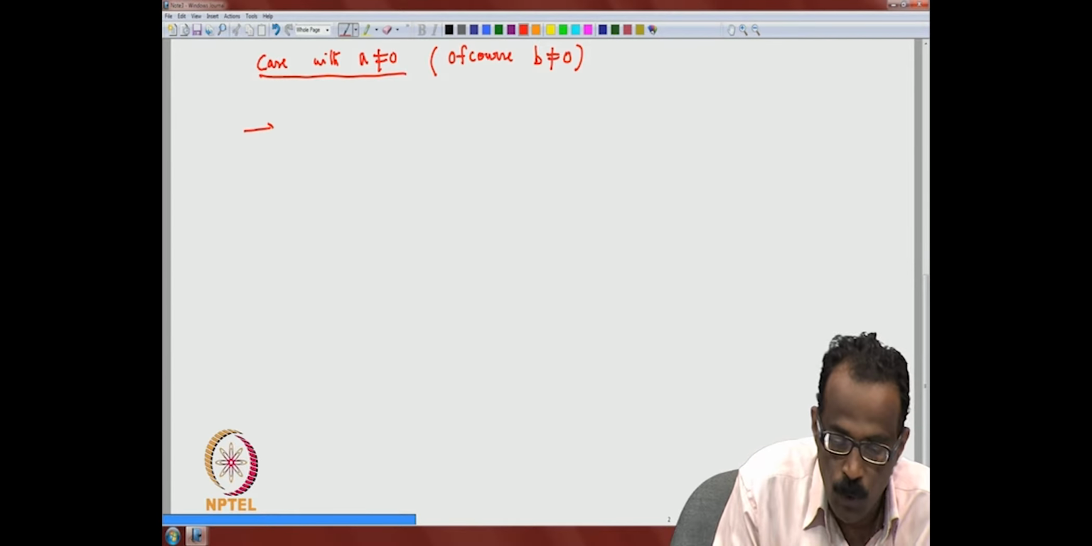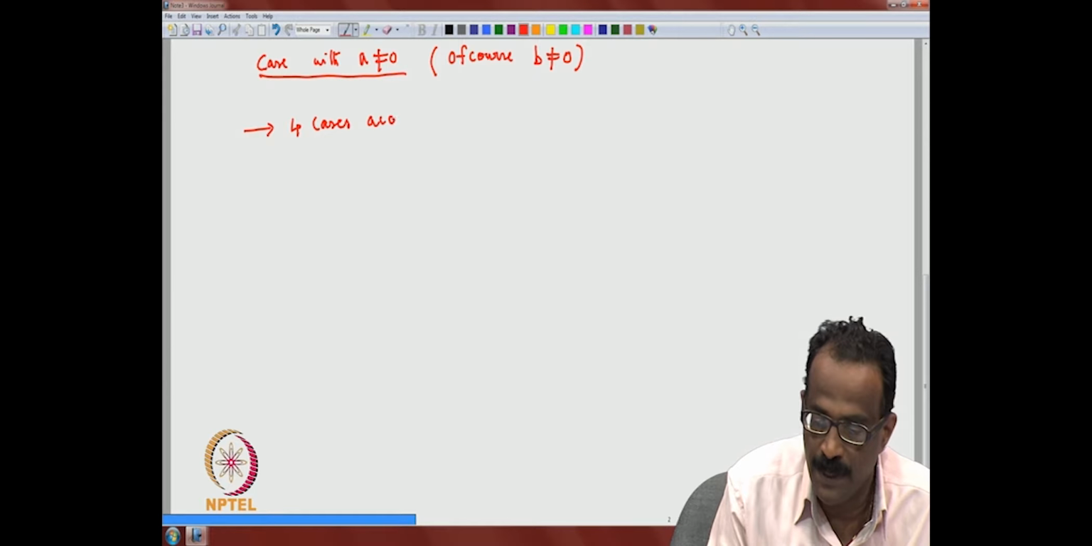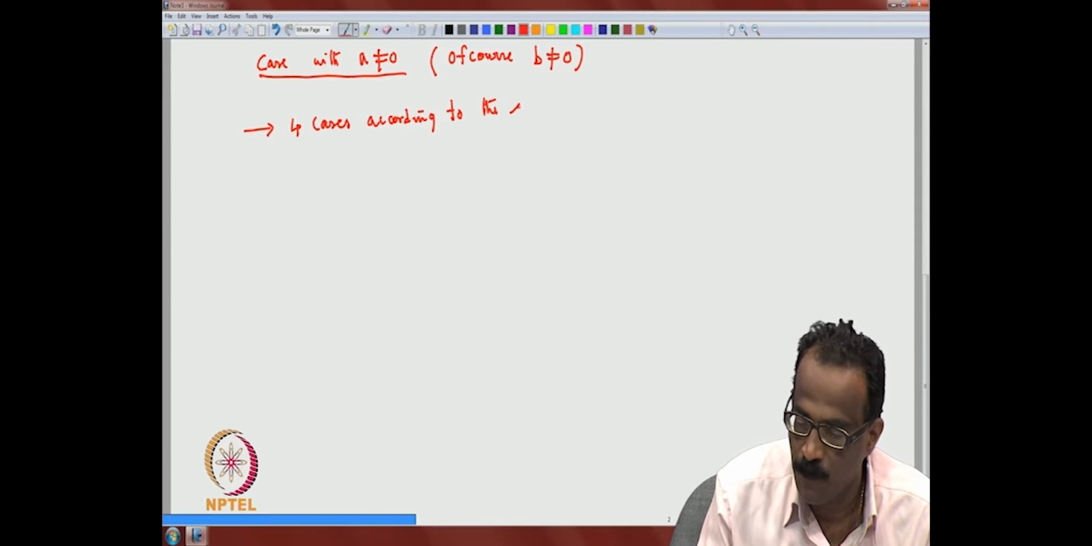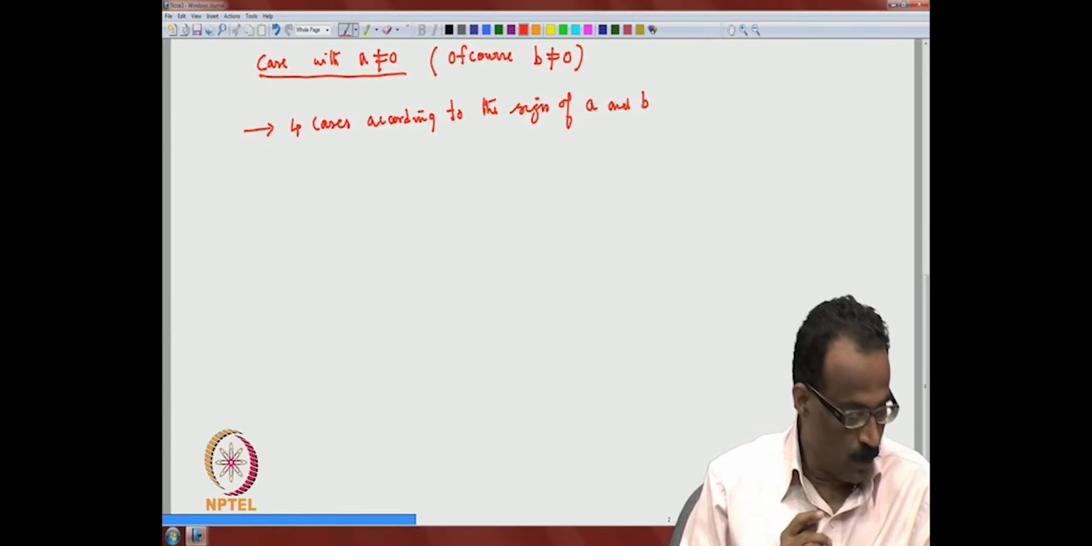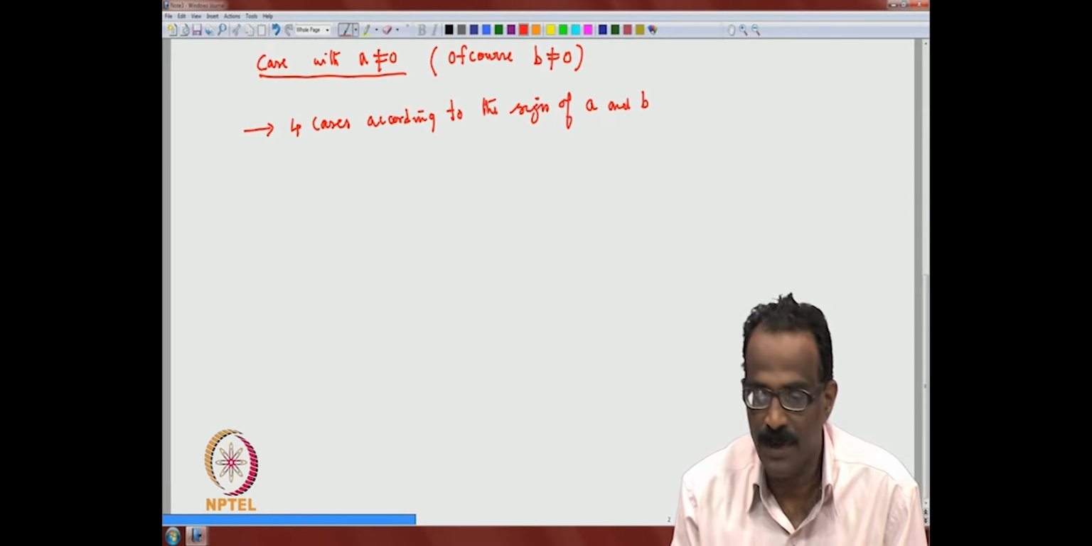This leads to 4 cases according to the sign of A and B. So, what are the 4 possibilities coming into picture? Let us try to understand one by one.